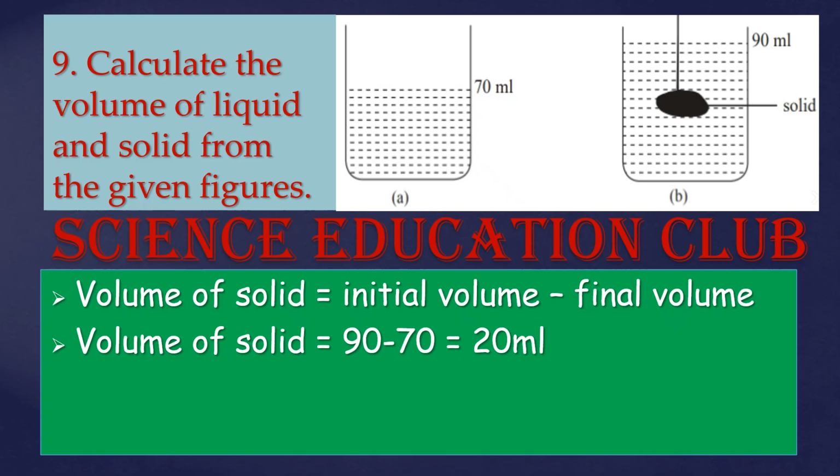Calculate the volume of liquid and solid from the given figures. So the volume is final volume minus initial volume. That is 90 minus 70 equals 20 milliliters.